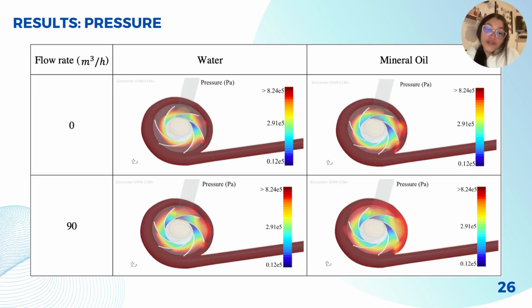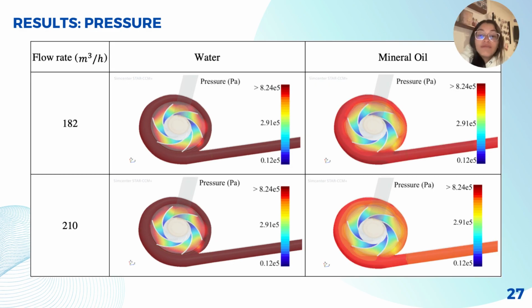It can be seen that the pressure with mineral oil is higher. This is because oil is more viscous than water. Higher viscosity fluids resist flow more, requiring the pump to apply more force to move the fluid through the impeller and the pump system. This increased resistance can lead to a higher pressure.